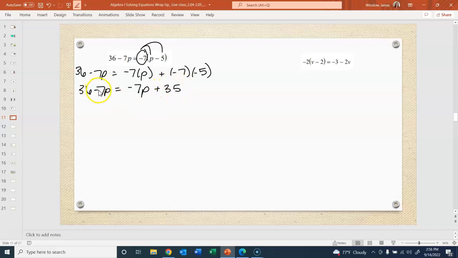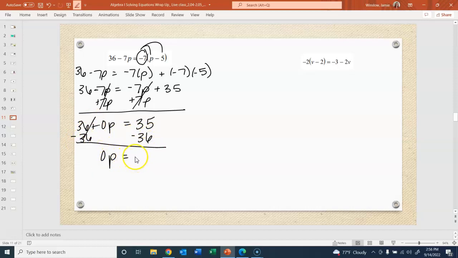And now we're kind of where we were at the last problem, that second line. We want to combine like terms. So we are going to add 7p to both sides. And look at that, -7 plus 7. You end up with 0p. Let's see what happens. All right, then we're going to subtract 36 from both sides.